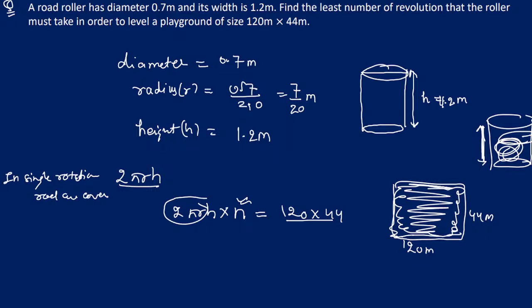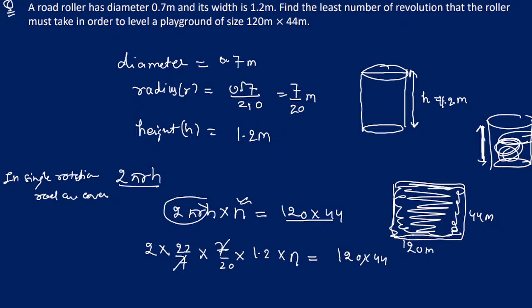From this statement or this equation you have to find out the value of n, the number of times. Then 2πRH n equals 120 into 44. Solve this equation and tell me the answer. 7 and 7 will cancel.